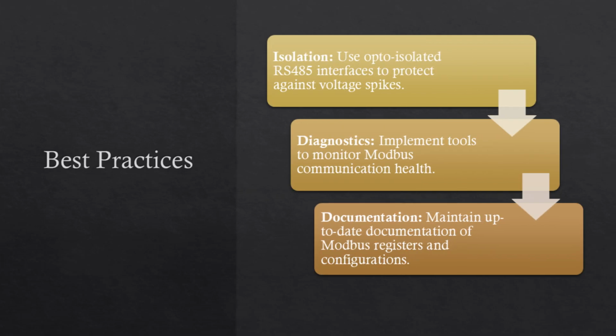Throughout this process, we adhere to several best practices. Isolation. We use opto-isolated RS485 interfaces to protect our devices from voltage spikes and electrical noise, enhancing system durability. Diagnostics. Implementing diagnostic tools allows us to monitor Modbus communication health in real time, enabling quick detection and resolution of issues. Documentation. We maintain comprehensive and up-to-date documentation of all Modbus registers and configurations. This is essential for troubleshooting, future expansions, and ensuring that all team members have access to critical system information.